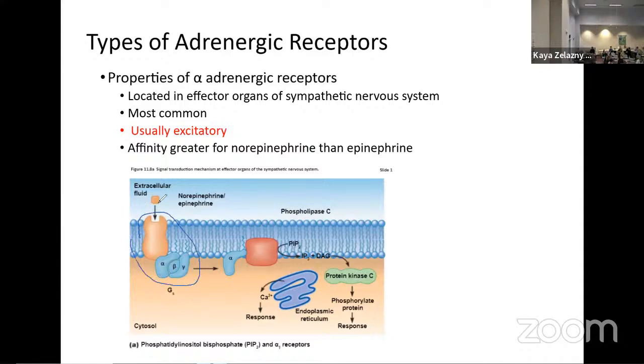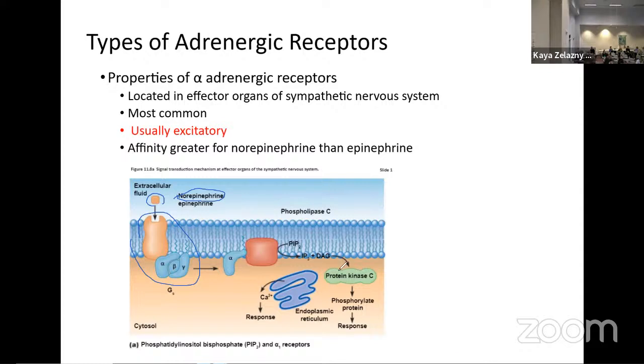Okay. Here we see our norepinephrine or epinephrine coming in. If we're an alpha receptor, which is what we're looking at here, we prefer norepinephrine. But if we have tons and tons of epinephrine circling around, maybe we'd have an effect. Here we can see that G protein heading off to an enzyme and doing some stuff in the cell.